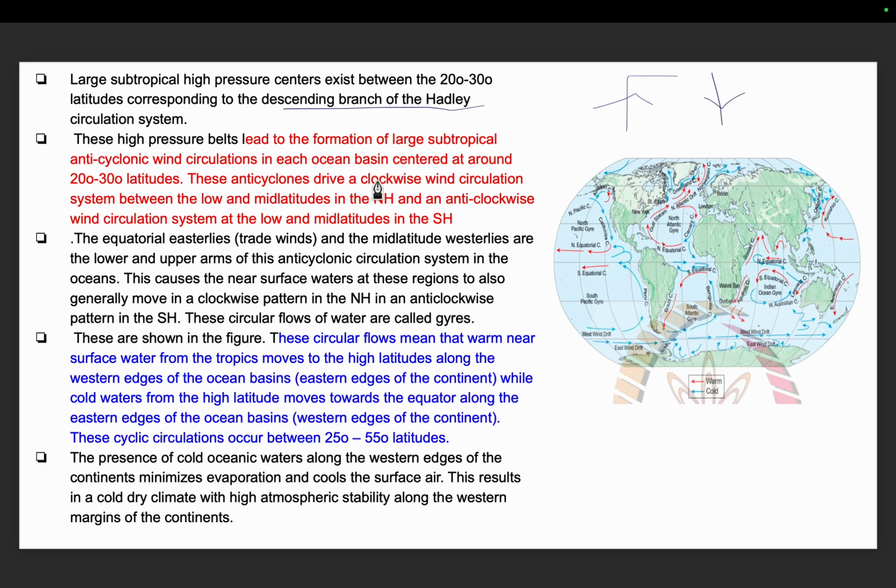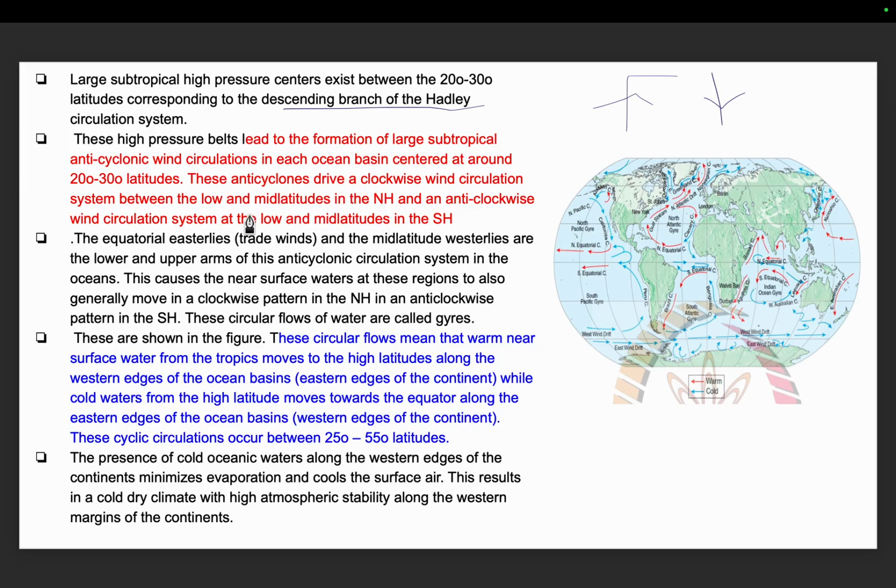This pressure belt leads to the formation of large subtropical anticyclonic circulation in each ocean basin centered at around 20 to 30 degrees latitude. These anticyclones drive clockwise wind circulation systems.